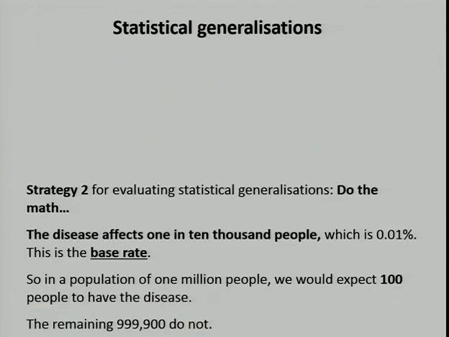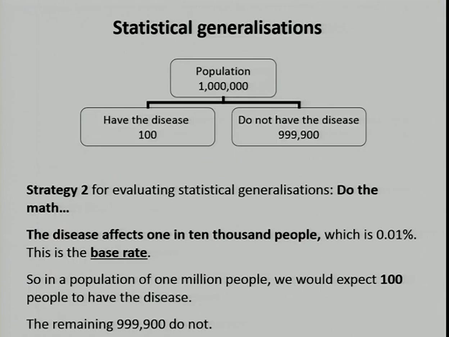So then how do you do it? Well, in this case, you might want to actually do the calculation, and you can do it with a tree diagram like this. So say we imagine a population of 1 million people. And we know what the base rate is, right? I think 1 in 10,000 people have the disease, so out of 1 million, that would be 100.